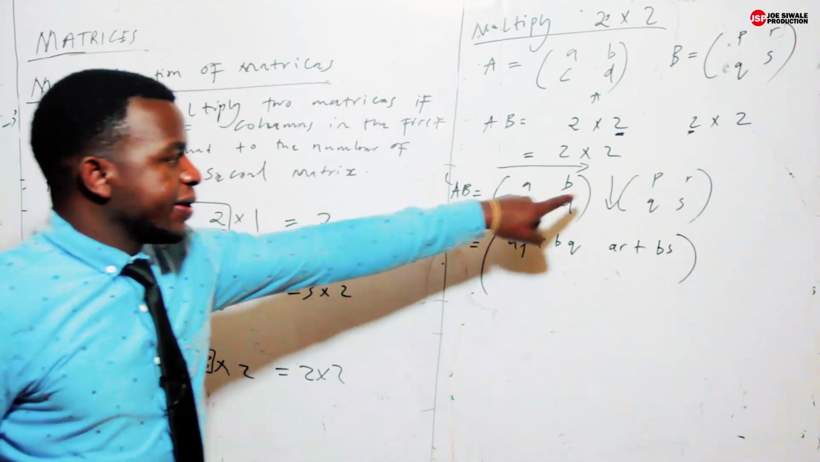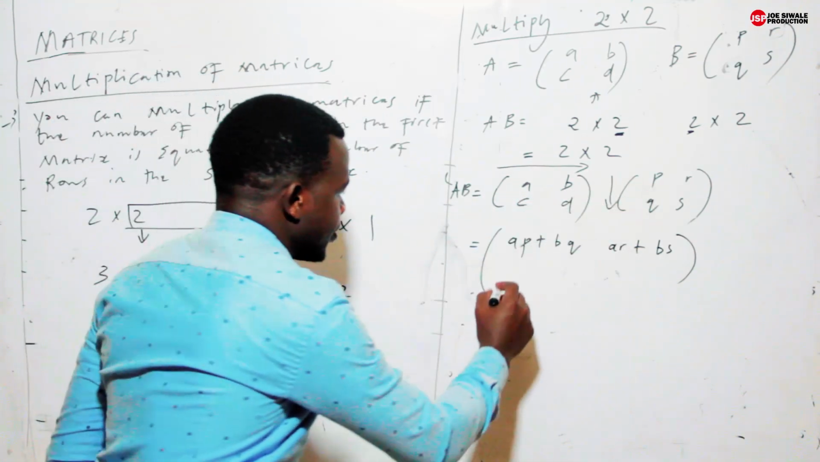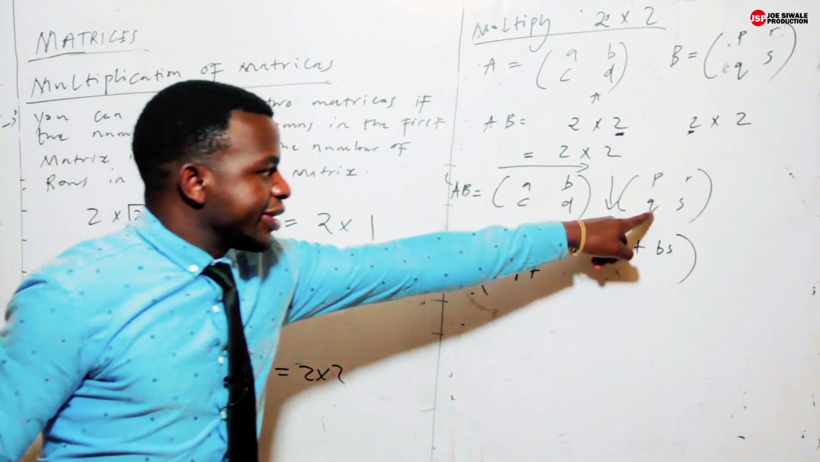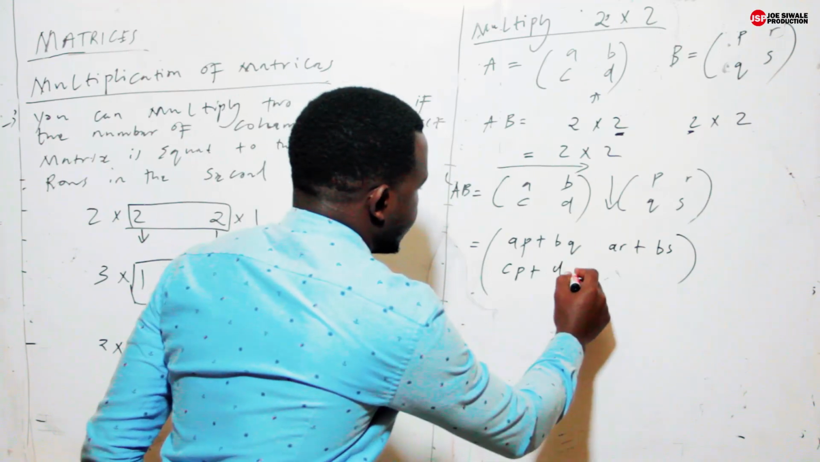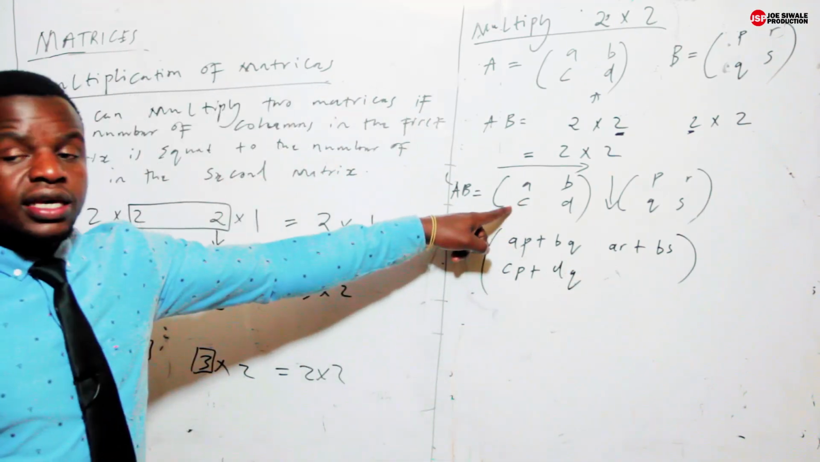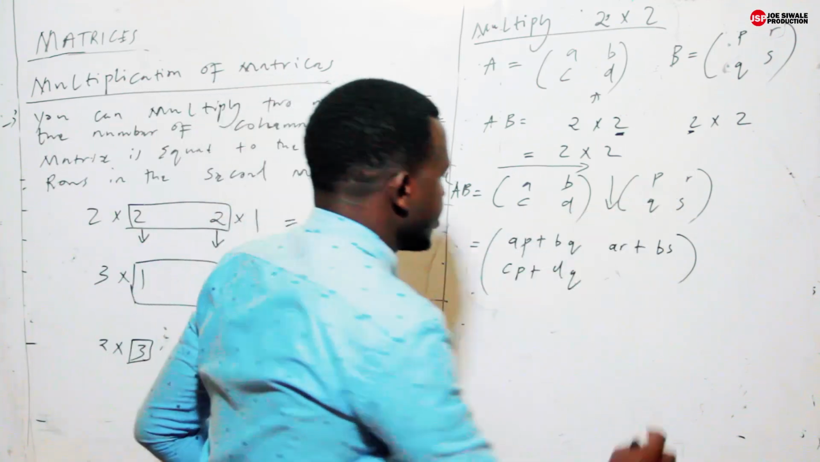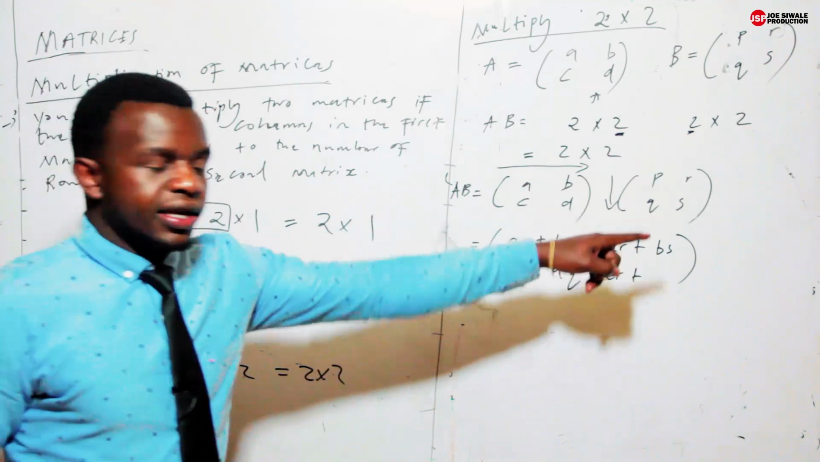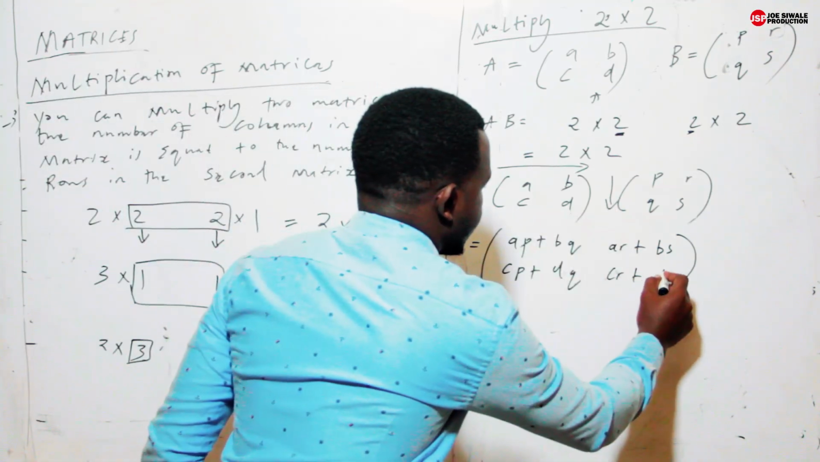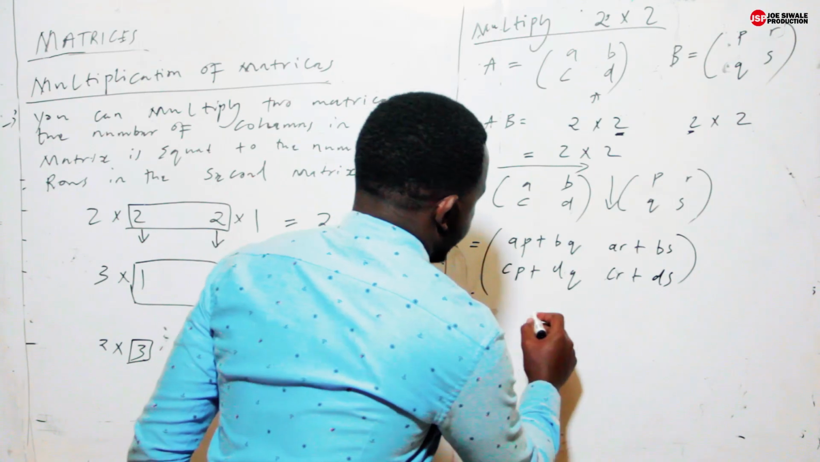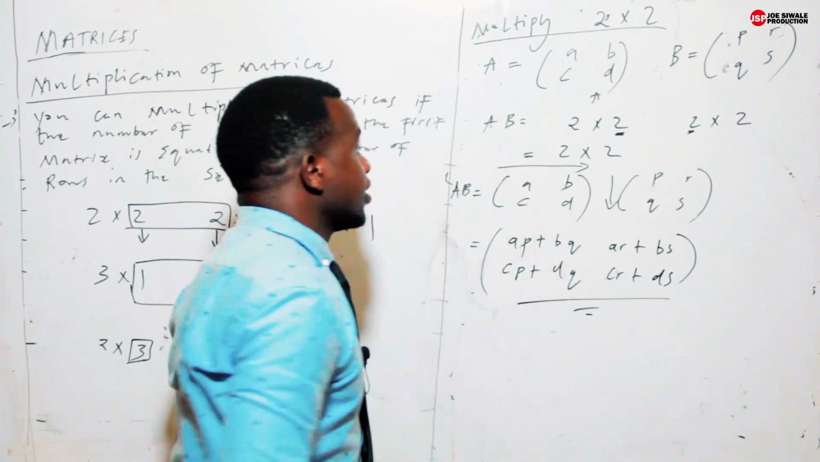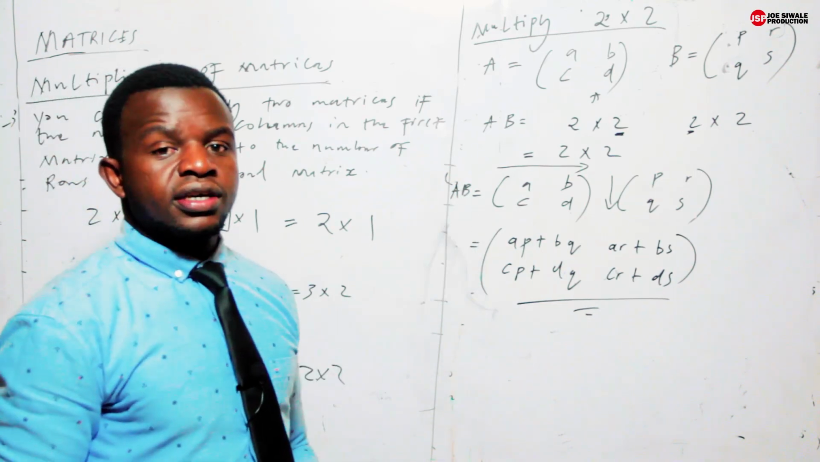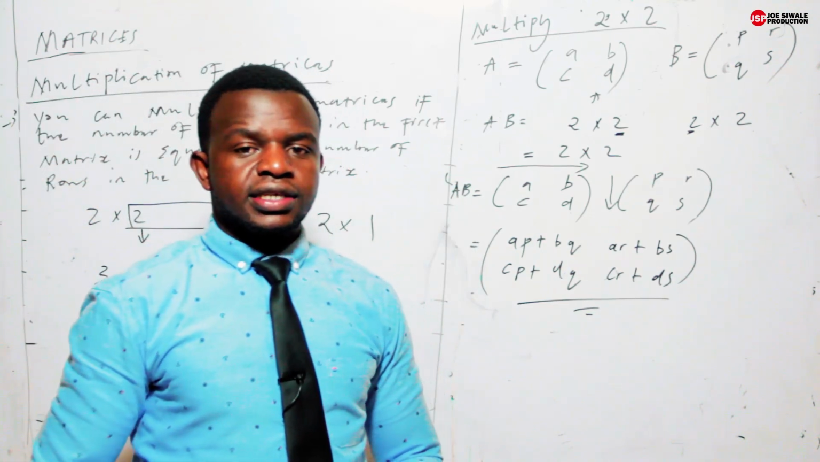Then we'll say C multiplied by P. We're going to have CP plus D multiplied by Q, we're going to have DQ. Then we'll have C multiplied by R. We're going to have CR plus D multiplied by S, we're going to have DS. And this is going to be our answer. So that's how you can multiply a 2 by 2 matrix. Where you have questions, please ask in the group.